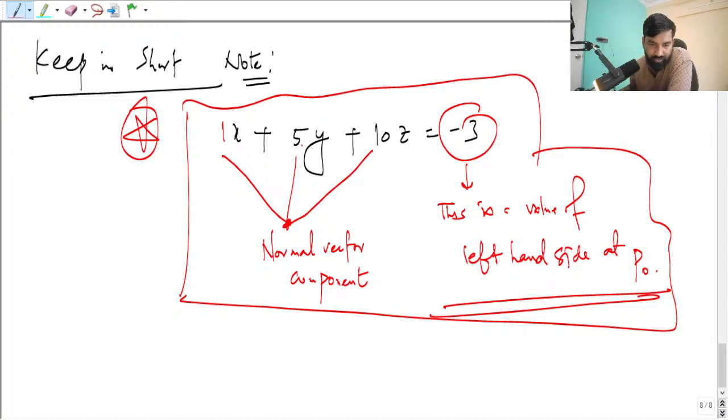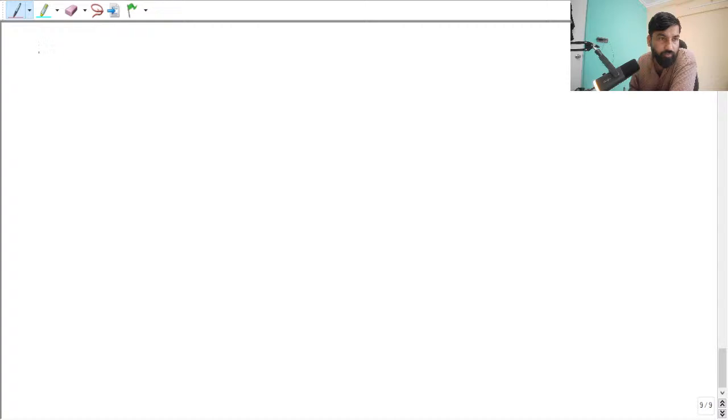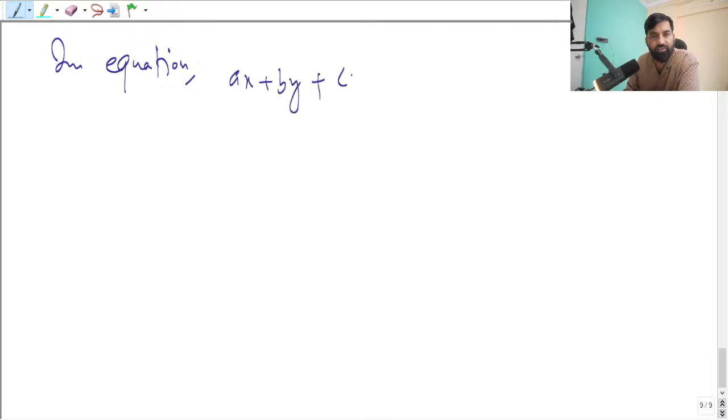So that is what I wanted to teach, and so please remember these points. In general, you can remember that in an equation of the form ax + by + cz = d, the coefficients a, b, c are now components of a vector. They are nothing but what? The normal vector n.